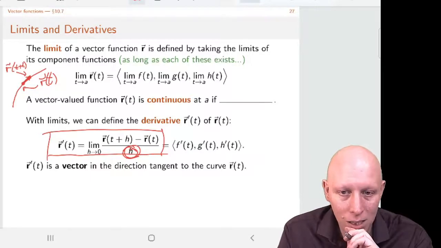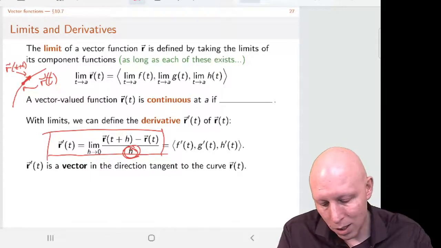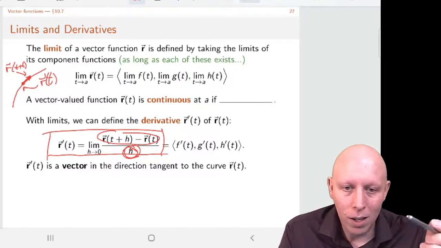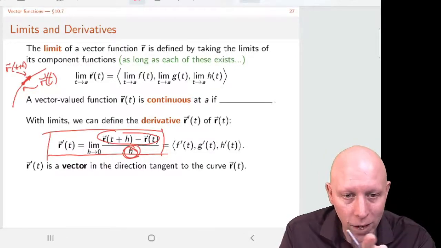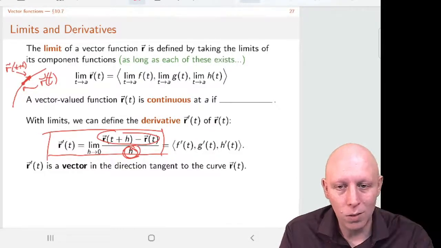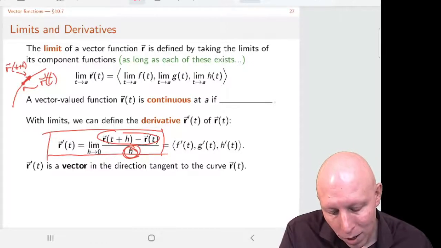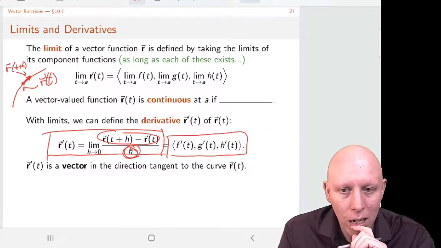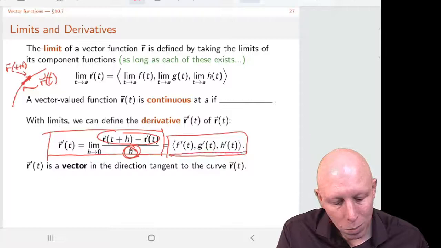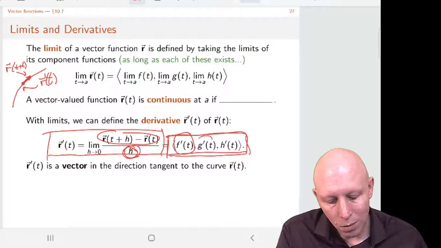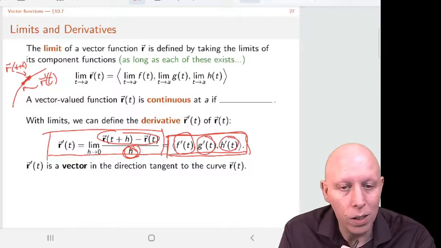Does that limit exist? This difference gets smaller, but does the quotient of those two things, the vector in that direction divided by the time interval difference, have a limit? How different is that? If that has a limit, that's defined to be the derivative. And there's a simple way to do this, which is to take the derivatives of each of the components of this vector function.